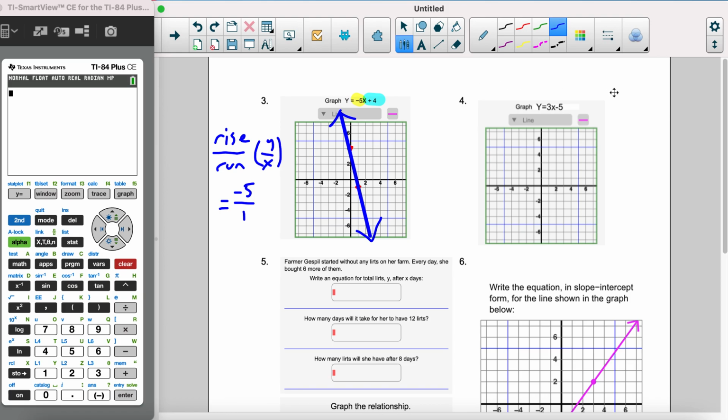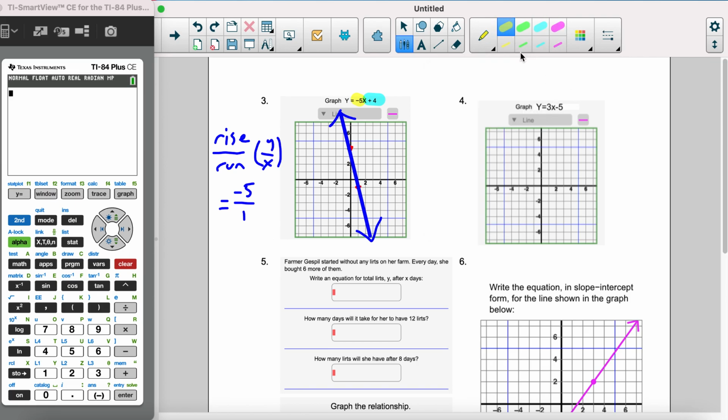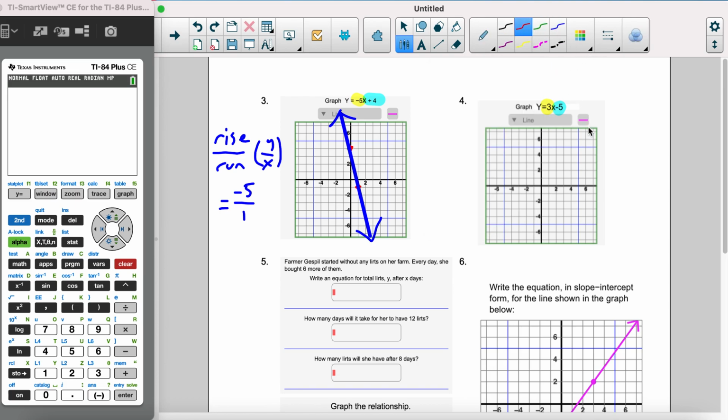Number 4, another example of graphing. So we have our graph. We're given our equation, y equals 3x minus 5. All right, so my slope here is 3. That's a positive 3. My y-intercept is -5 in this case. So I'm going to start by graphing my y-intercept. All right, so I start at 0 for my x, right in the middle. I go down 5. Okay, that would be this blue line down here.